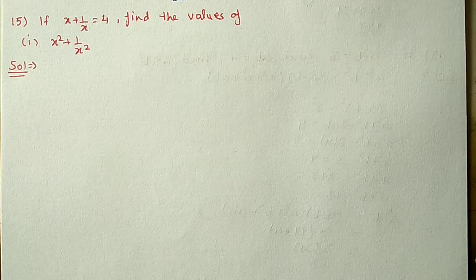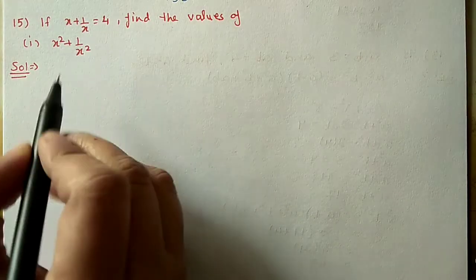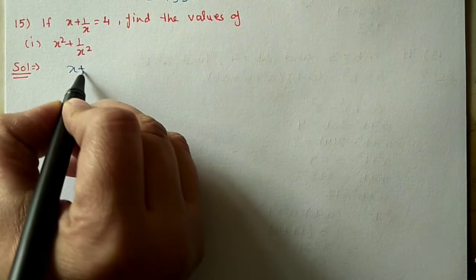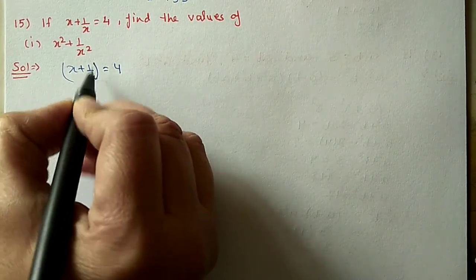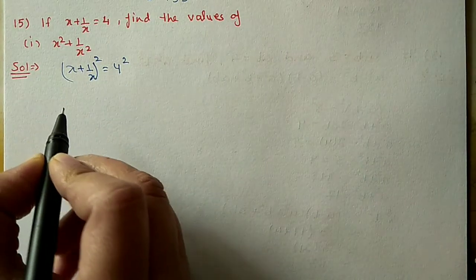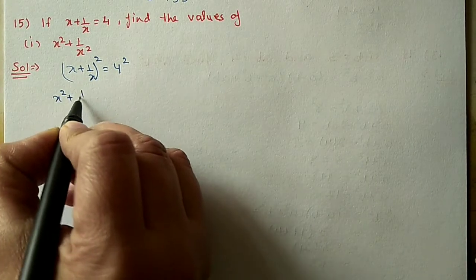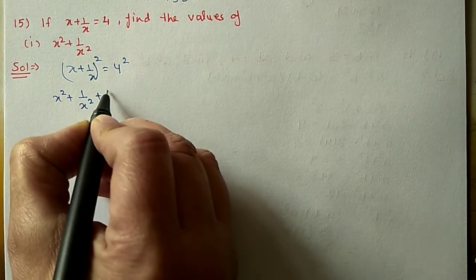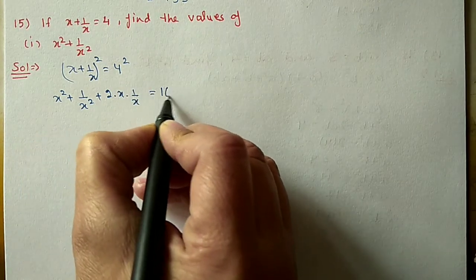Next question number 15. If x plus 1 by x is equal to 4, find the value of x square plus 1 by x square. So we will start from the given value. X plus 1 by x is equal to 4 is given. So we will do squaring both the sides, and this we will expand with the help of a plus b whole square formula. This is equal to x square plus 1 by x square plus 2 into x into 1 by x equal to 16.